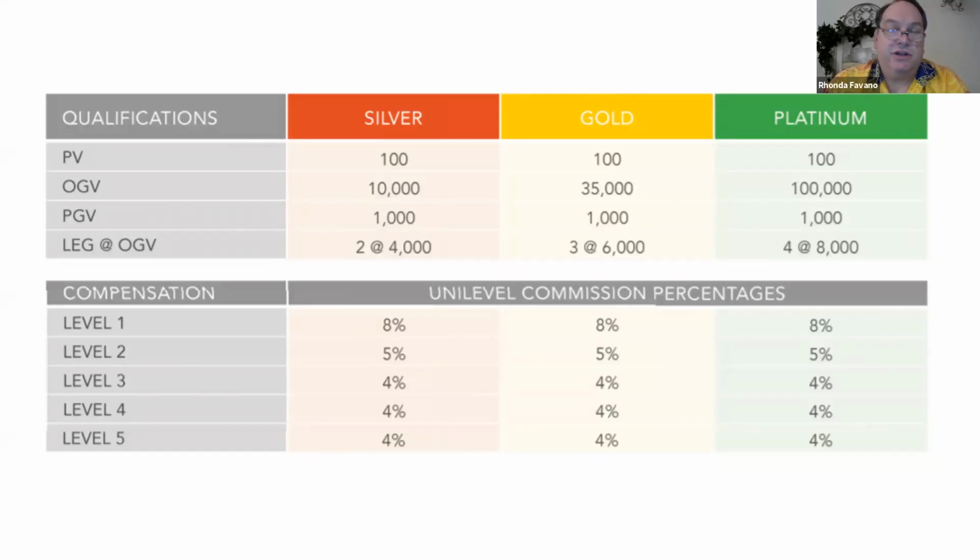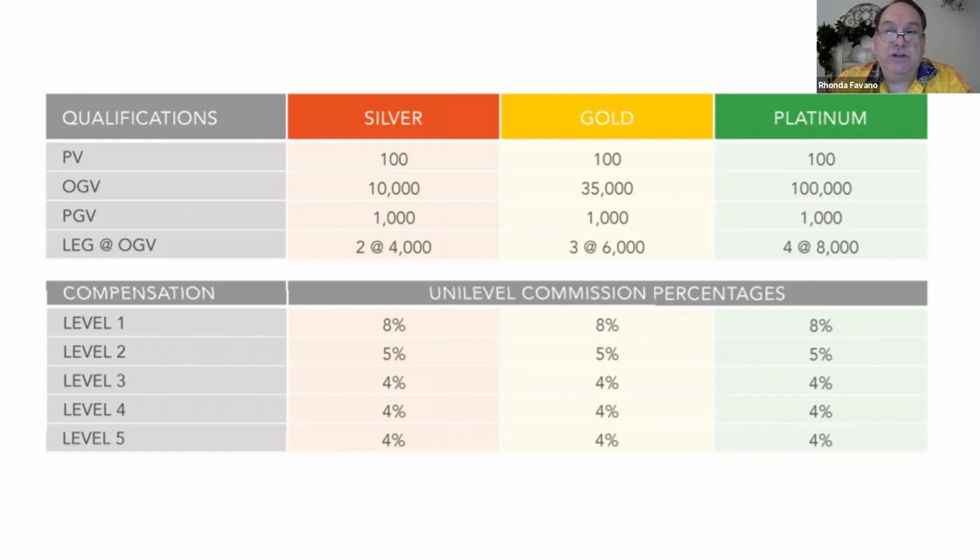Again, this is just to illustrate that your compensation commission goes down 5 levels no matter what rank you're at. And again, you can see the leg qualifications. You got to remember at silver that PGV comes into play, which means personal group volume. So you have to have 2 legs of 4,000 to be silver.